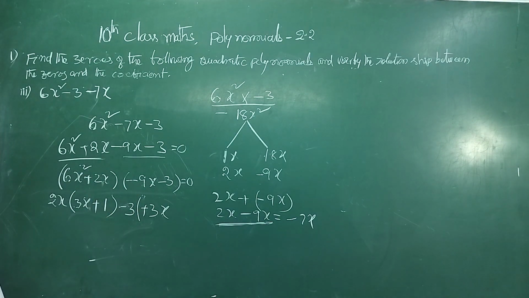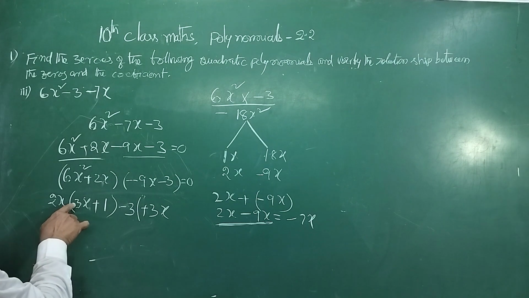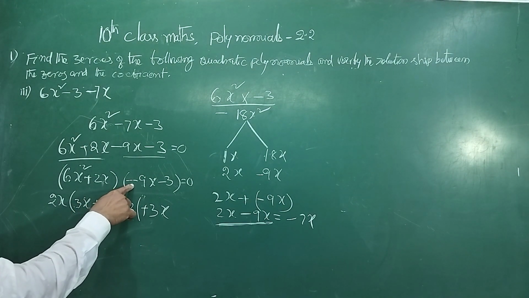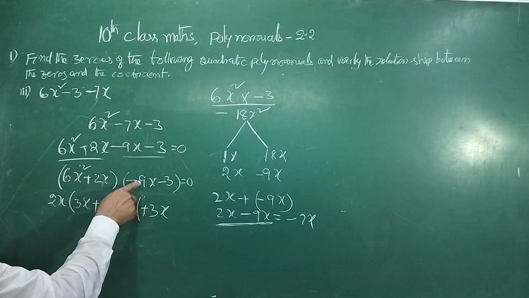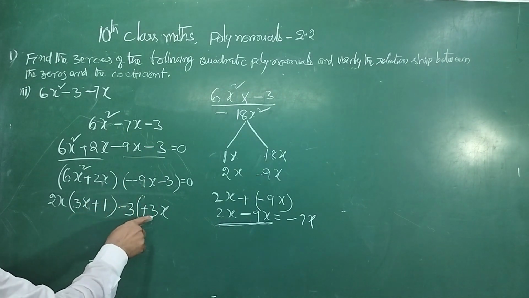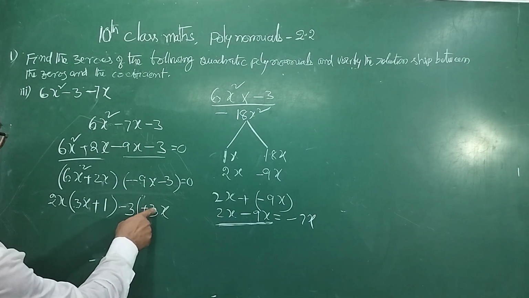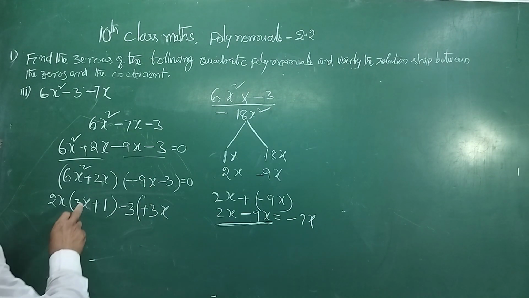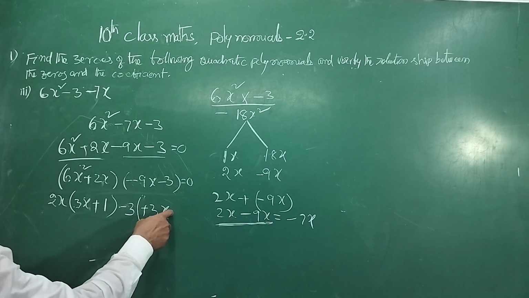Why did we bring out minus 3? Here the plus symbol must be. So minus into plus, minus, correct or not? Yes, 3 into 3, 9, correct or not? The x we have written here. Next, here the plus symbol must be.